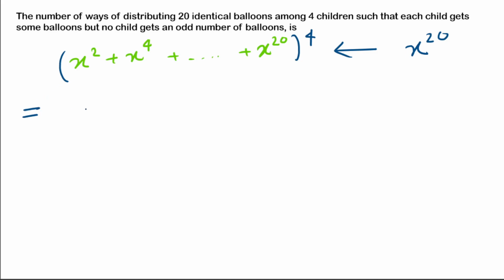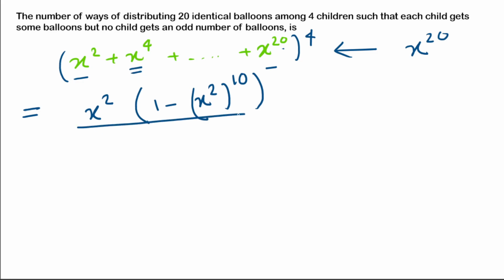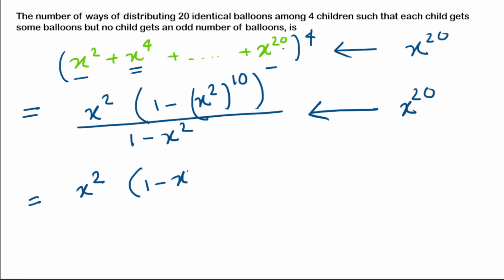What you can do is, this is a GP. You can see this is a geometric progression. The first term is x square. What is the common ratio? x square. And what is the total number of terms? 10, right? Because it is starting from 2 and going till 20, and all the even terms are being taken. So the sum is x square times 1 minus x to the power 20, divided by 1 minus x square. Hopefully this makes sense to you.